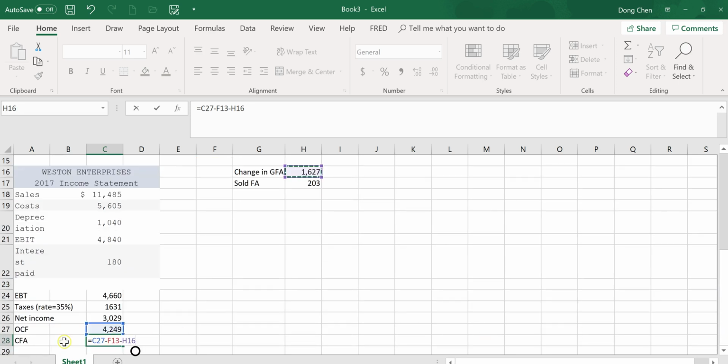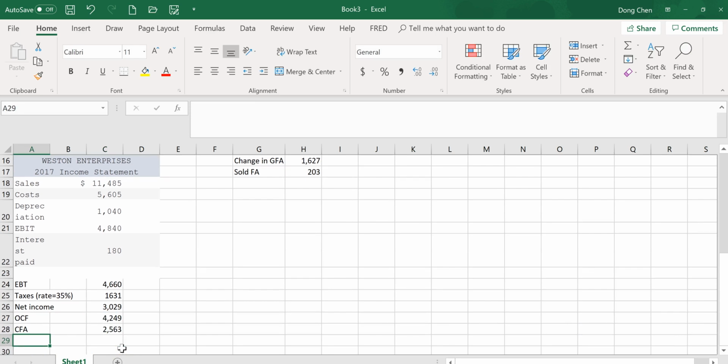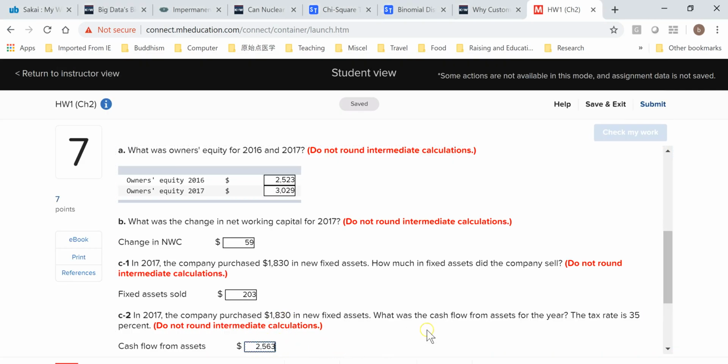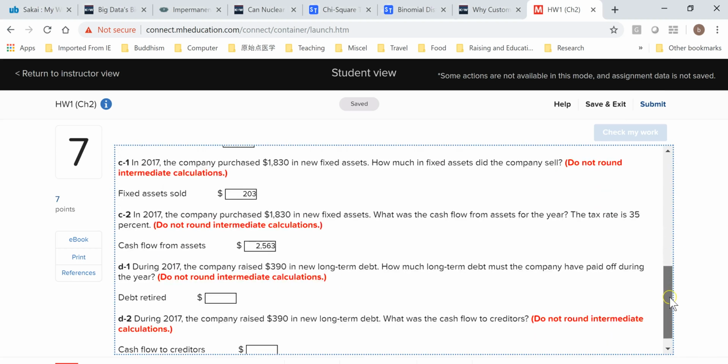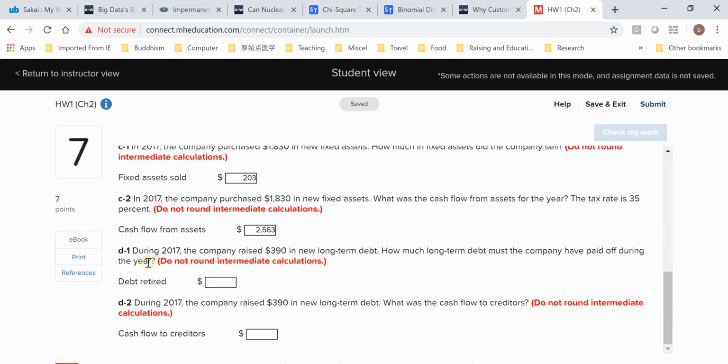And then that's our number, 2563. Just copy the number here. And D-1, during 2017, the company raised $390 in new long-term debt. How much long-term debt must the company have paid off during the year?